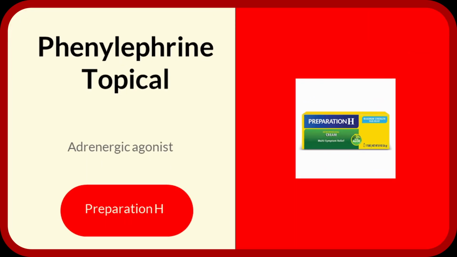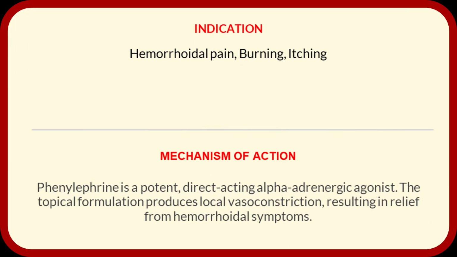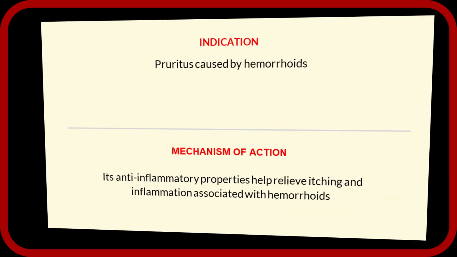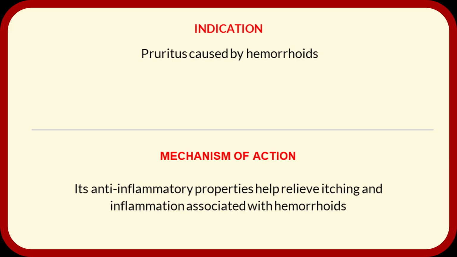And for hemorrhoidal products, phenylephrine topical, with the brand name Preparation H, is indicated for hemorrhoidal pain, burning, and itching. Phenylephrine is a potent, direct-acting alpha-adrenergic agonist. The topical formulation produces local vasoconstriction, resulting in relief from hemorrhoidal symptoms. Hydrocortisone, topical, also found in Preparation H, is used for pruritus caused by hemorrhoids. Its anti-inflammatory properties help relieve itching and inflammation associated with hemorrhoids.